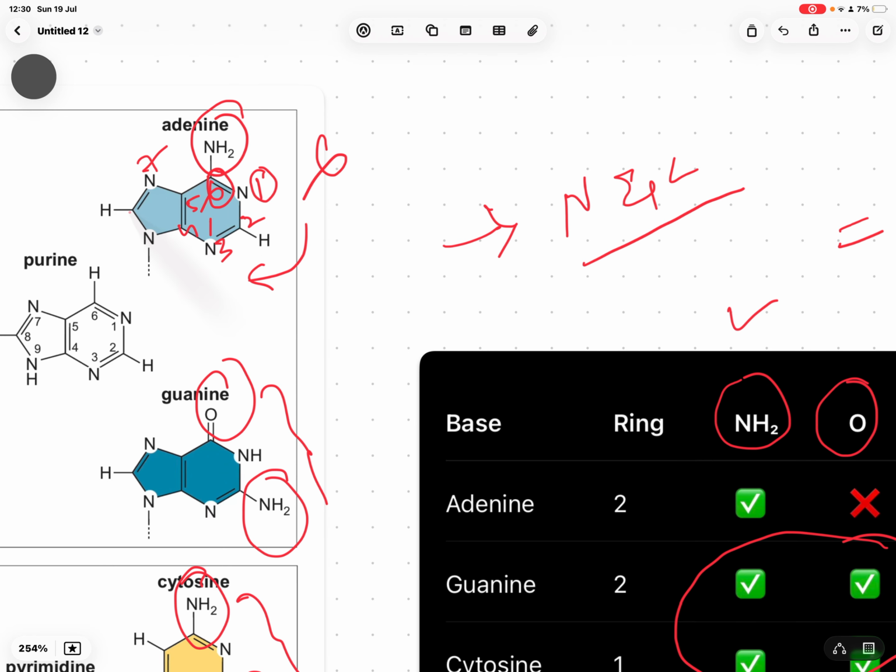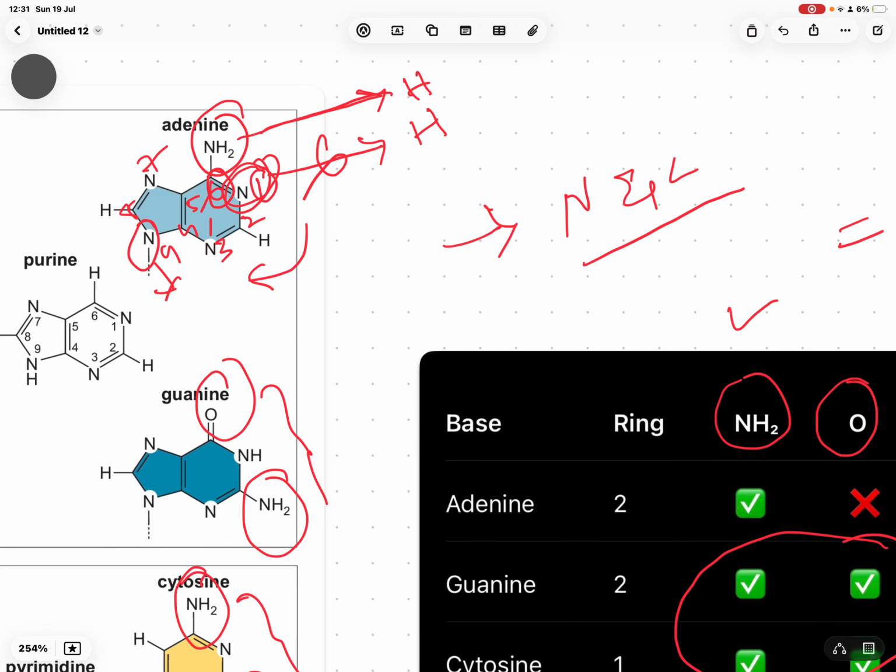So this is the seventh atom, and the eighth atom, and the ninth atom. This ninth nitrogen atom forms a link with the sugar by the glycosidic bond. Then this amino group and this nitrogen, these two form hydrogen bonds with the adjacent base in a DNA strand.